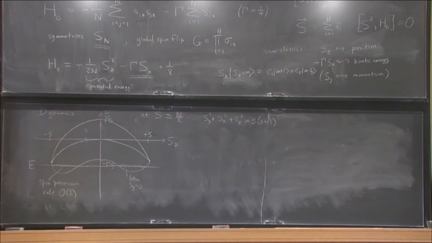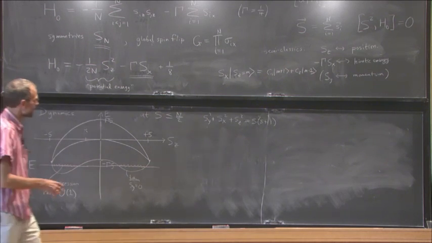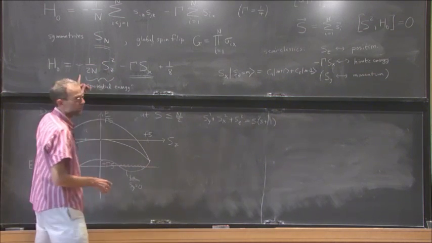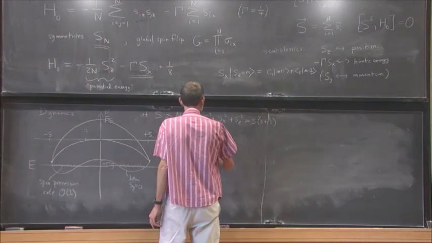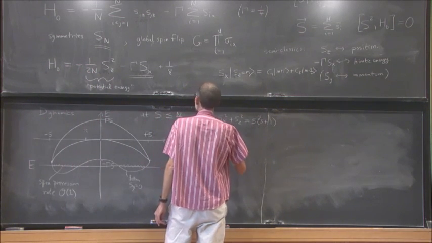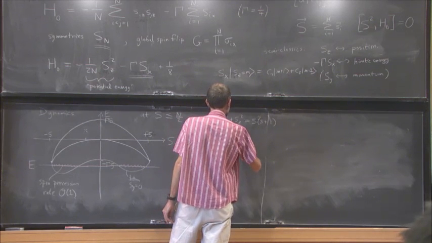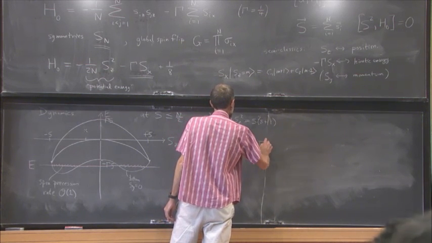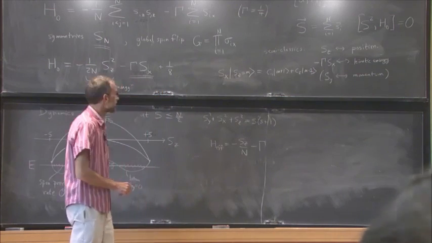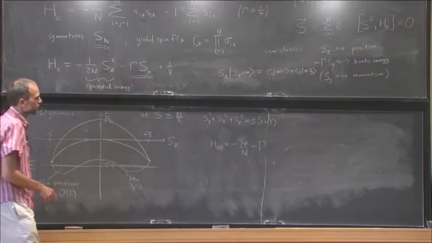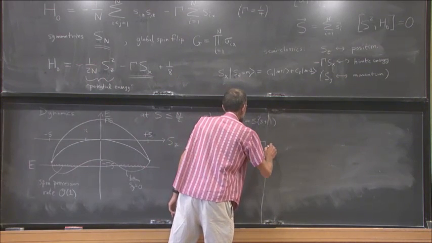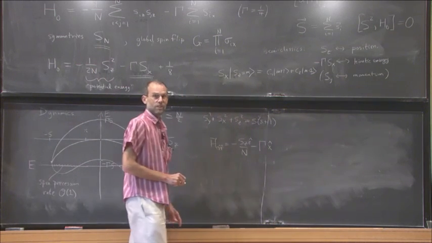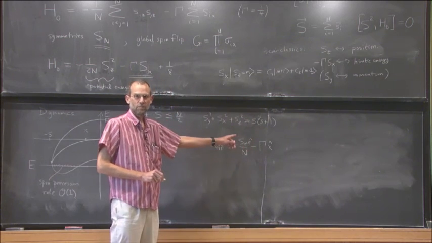Because he wants you to write down an equation of motion, the Heisenberg equation of motion. Well, the spin is just going to precess around the mean field, right? So the mean field is minus Sz over n minus gamma, the derivative with respect to gamma. Sorry, this is along the z direction, and this is along the x direction. So that's the mean field at any one time.